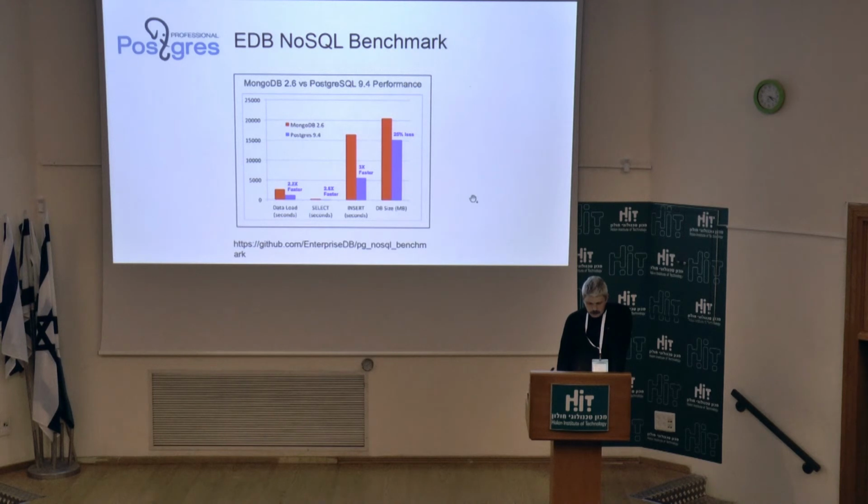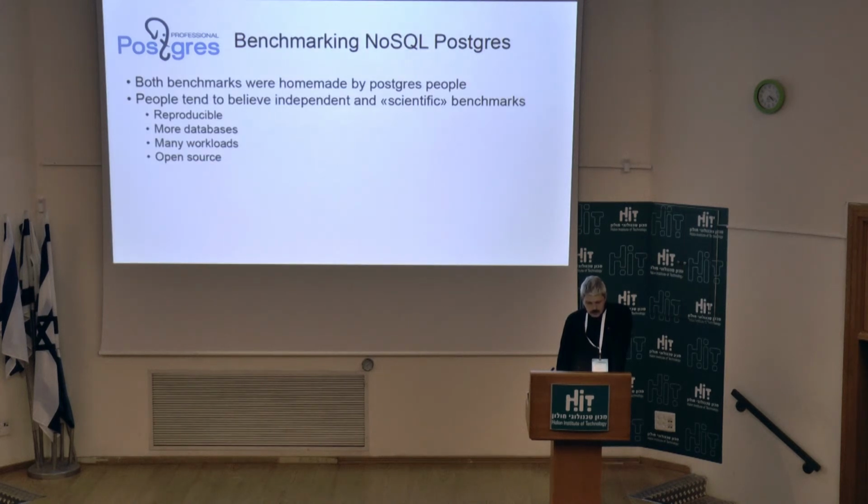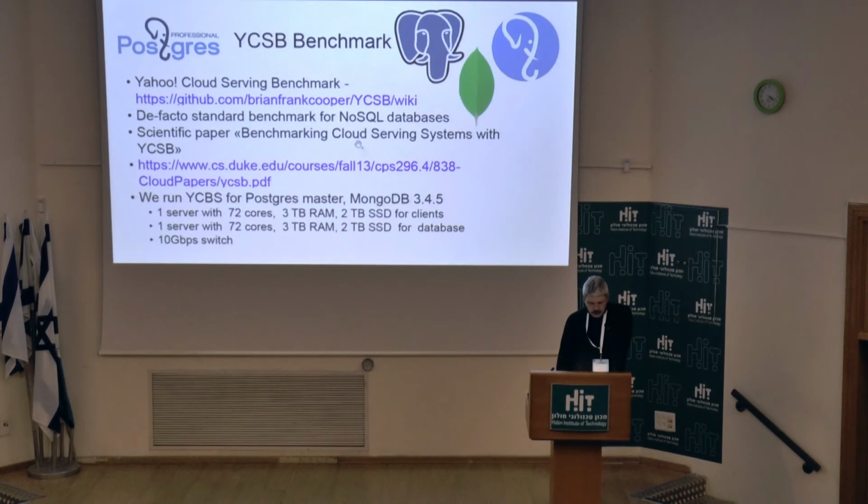Then EnterpriseDB published some benchmark on NoSQL, also comparing Postgres and Mongo. They found that Postgres is rather fast, several times faster than MongoDB, on inserts and on selects, and more effective in data size. We found that interesting, and also decided to make our own benchmark. We tried to find some scientific-like benchmark, and we found the Yahoo Cloud Serving Benchmark. It is a benchmark for key-value queries, so it is good to compare Postgres and Mongo. There is a link to a paper about this test.